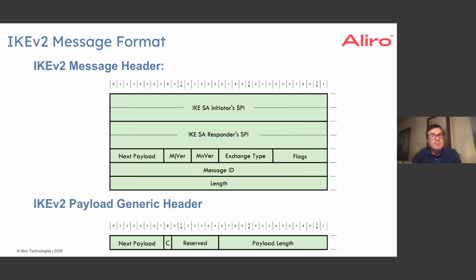This slide shows the format of an IKEv2 control plane packet. I won't describe each field in detail, but the important thing is that there is always a fixed IKEv2 header, which is shown at the top here, which is followed by a series of one or more IKEv2 payloads. And each payload is identified by a payload type and has its own generic header, which is shown at the bottom here.